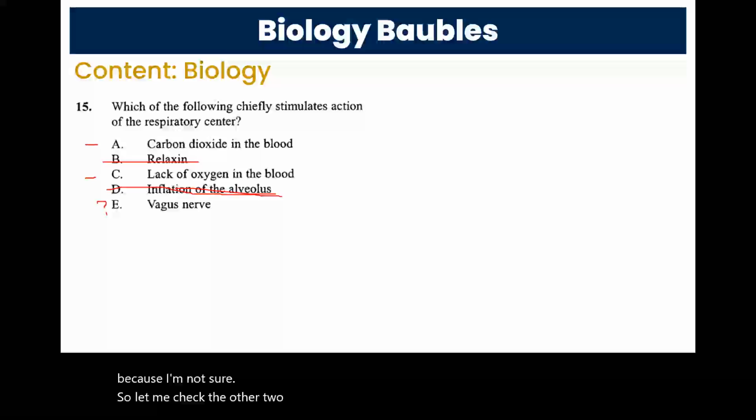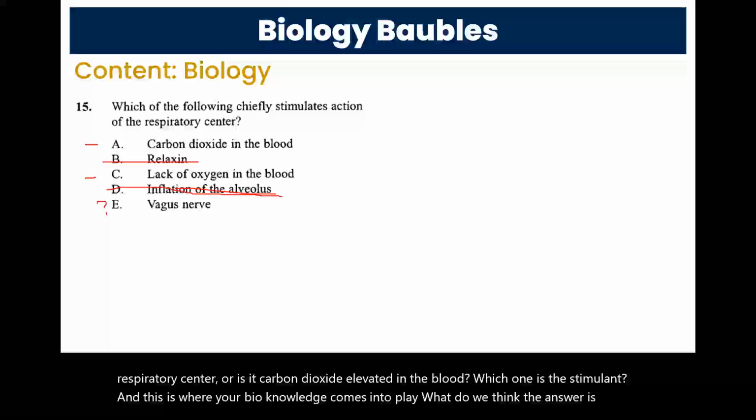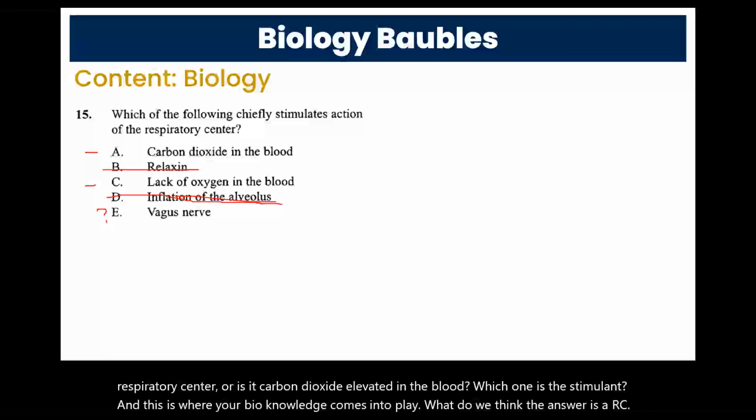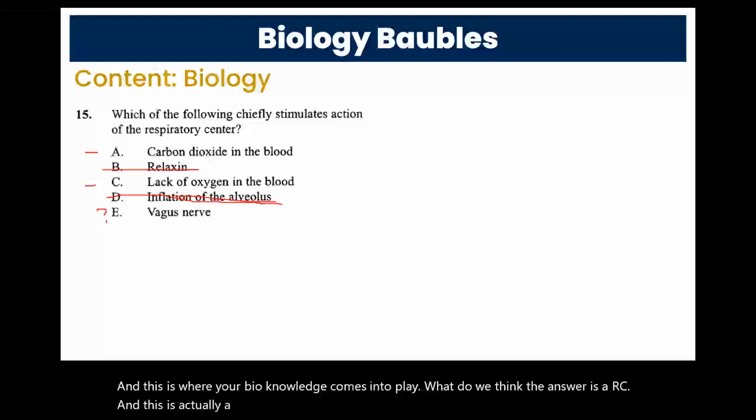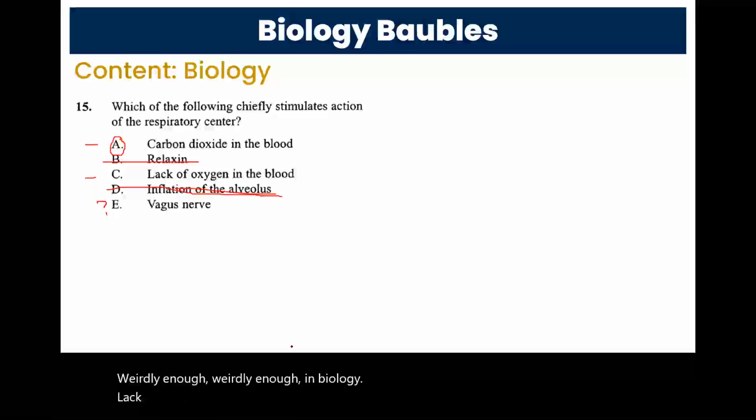Is lack of oxygen going to stimulate action in the respiratory center? Or is it carbon dioxide elevated in the blood? Which one is the stimulant? And this is where your bio knowledge comes into play. What do we think the answer is, A or C? This is actually a trick question, because everybody wants to say it's C, but it's actually A. Weirdly enough, in biology, the lack of oxygen isn't what makes us breathe more.